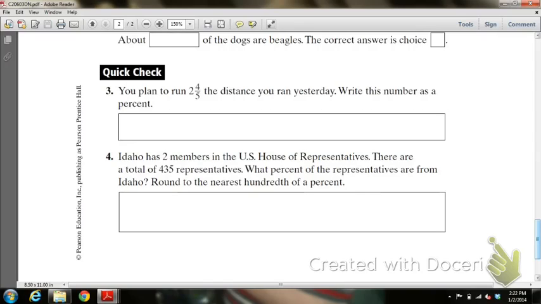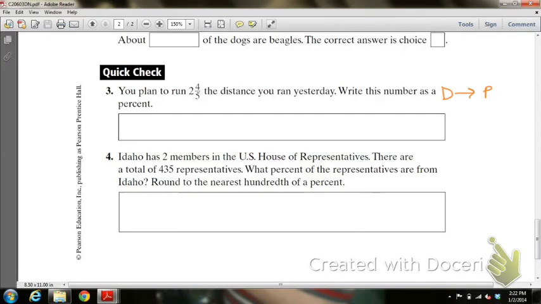In quick check 3, you're going to run 2 4/5 of the distance you ran yesterday. Write this number as a percent. So remember, first you're going to take the 4/5 and you're going to turn that into a decimal, and then you're going to add the 2 together. Then write that as a percent. So you're first going to turn it into a decimal and then turn it into a percent. So just move your decimal point in the correct direction.